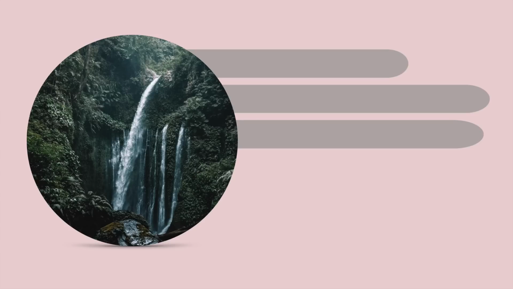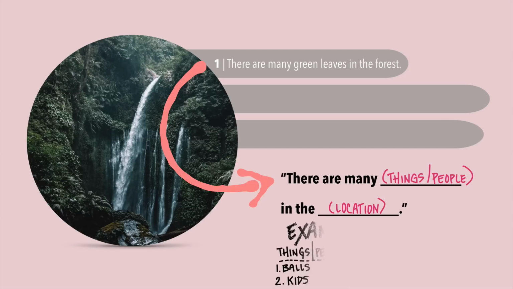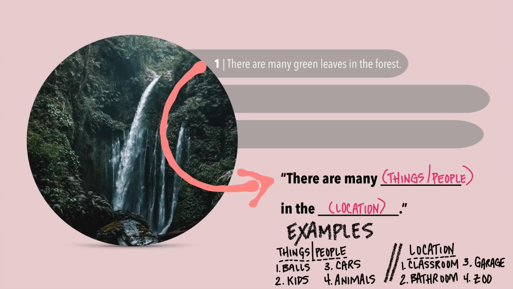So you desire to make long sentences in English. Now, let's say this is the image you have. Well, an example sentence is, there are many green leaves in the forest. But look at the pattern that we learn from this sentence. There are many things or people in the, and then a specific location. You see, we can use this sentence as a pattern and we can choose our own examples.